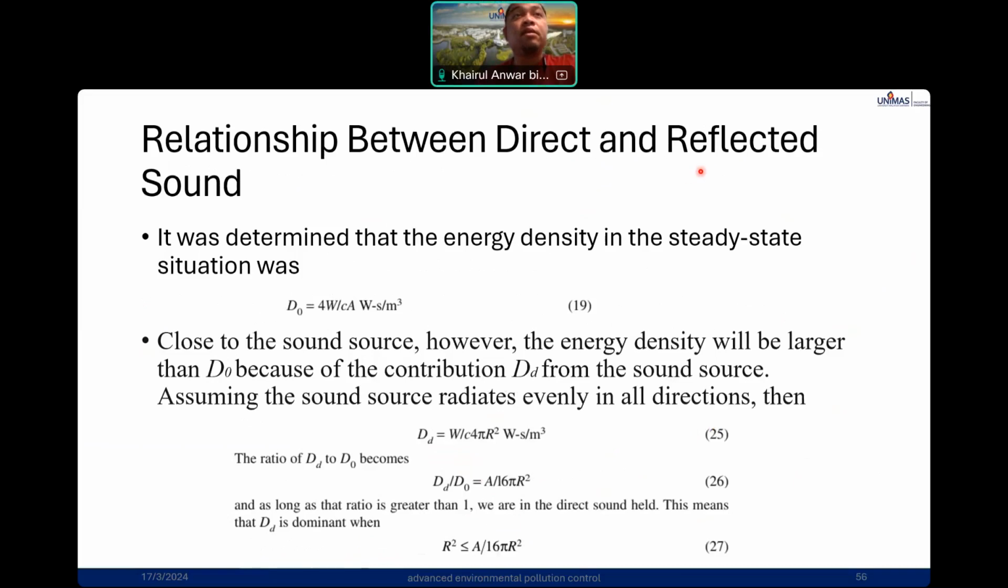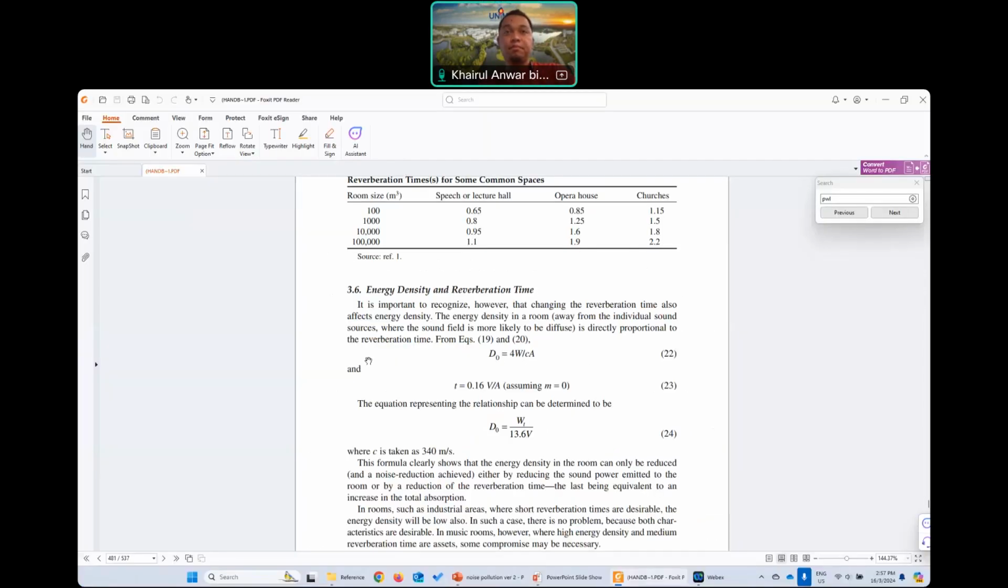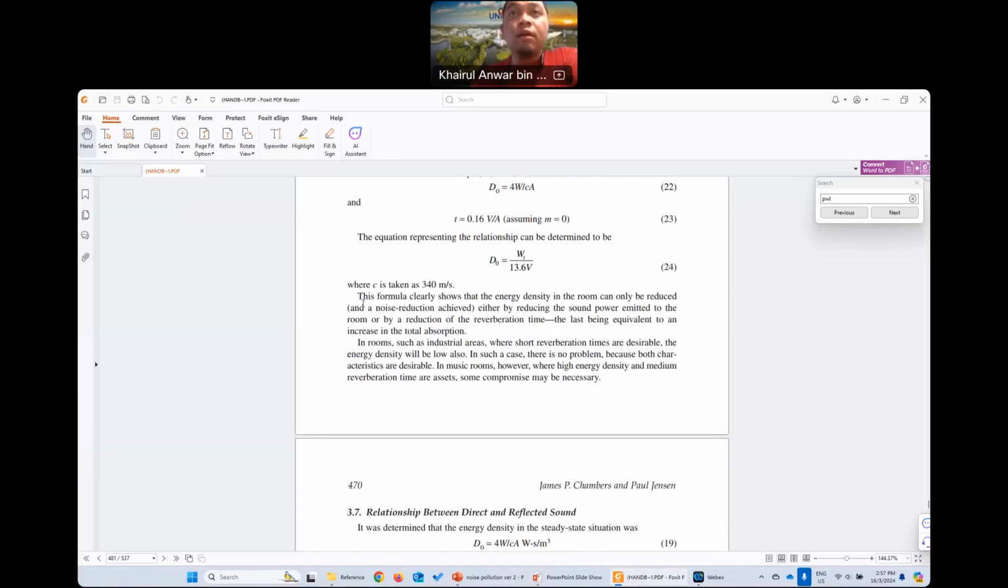Relationship between direct and reflected sound. This formula clearly shows that the energy density in a room can only be reduced by reducing the sound power emitted into the room or by reducing the reverberation time, the latter being equivalent to an increase in the total absorption. To reduce density, we either reduce this, or increase this. Something like that.